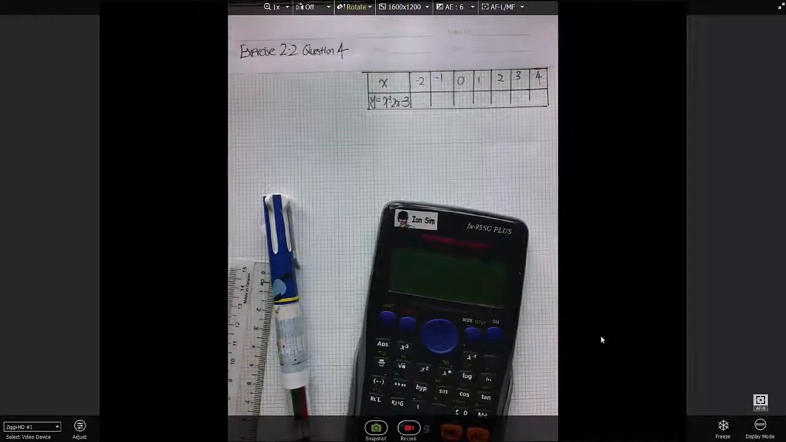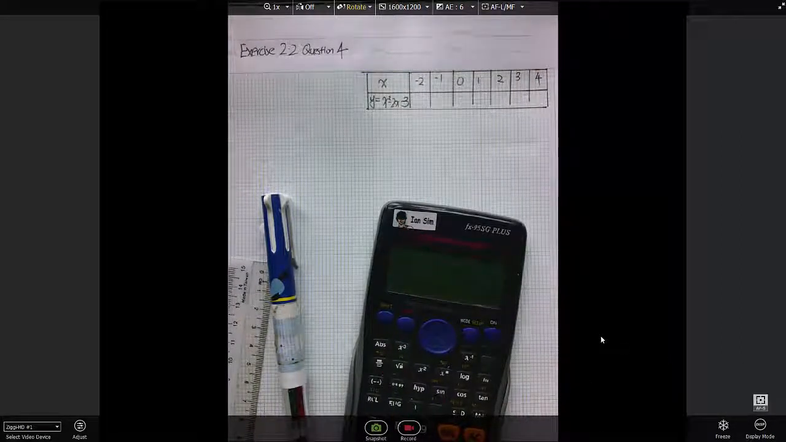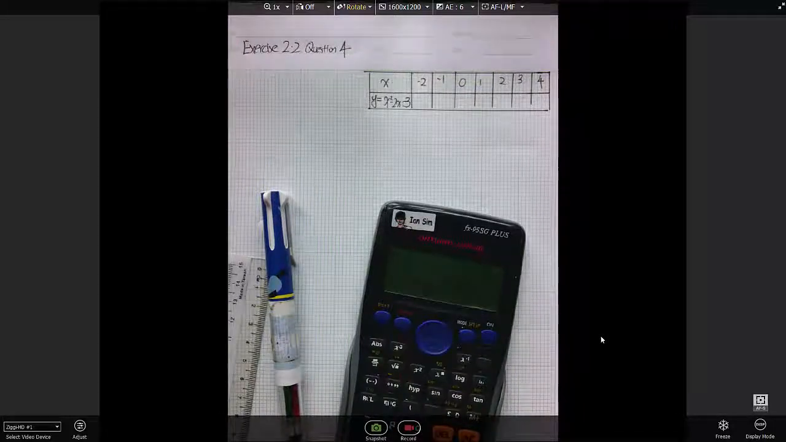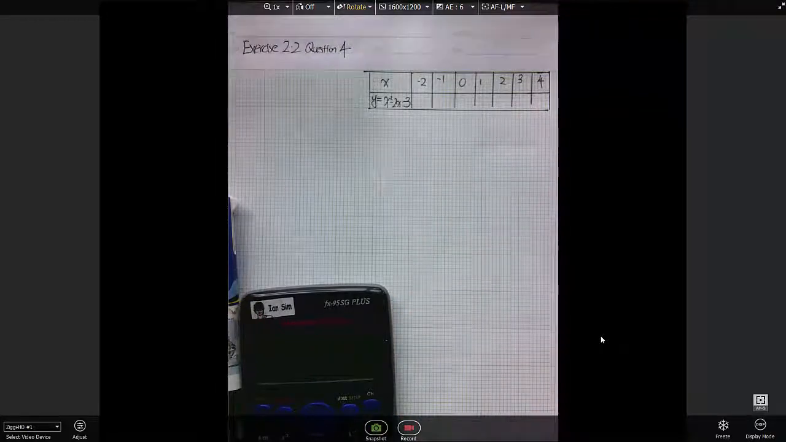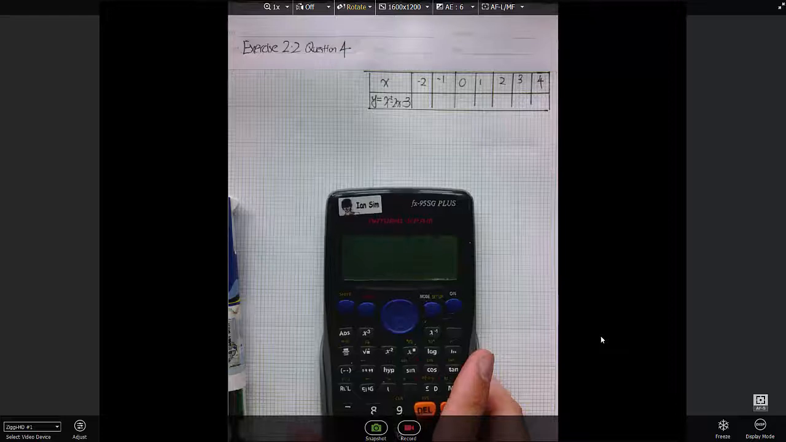Okay, today I'm going to do exercise 2.2 question 4. Normally they'll give you a table of values. This table doesn't have one, but not to worry, in the examination there'll always be a table of values for you to use. For today, I'm just going to use the table from -2 to 4 as stated in the question. Without much further ado, let's start.